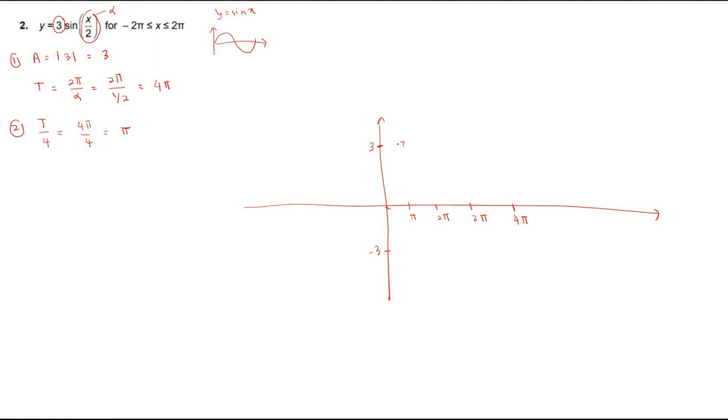Here, plot. And turun. And then turun dan naik semula. Okay, let's extend the graph. Alright. So, this is for one cycle of the graph. Kita boleh sambung lagi sebelah sini. Negative pi. Negative 2 pi. Negative 3 pi. Negative 4 pi.